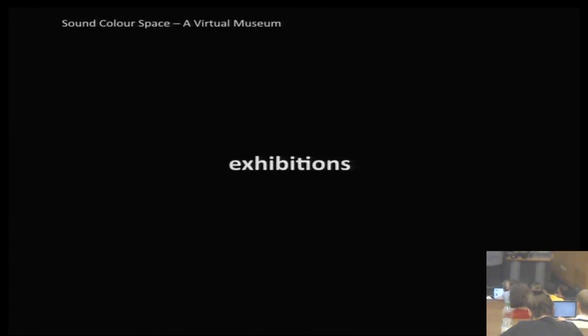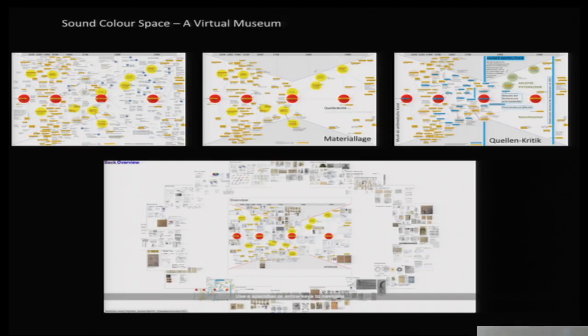Besides the archive, the access to its contents, there are, as I mentioned, the exhibitions. This is part of the museum. And the exhibitions we interpret as a network of information. And this network of information is presented by an image. We call it an operative image. And it has a diagrammatical structure itself.